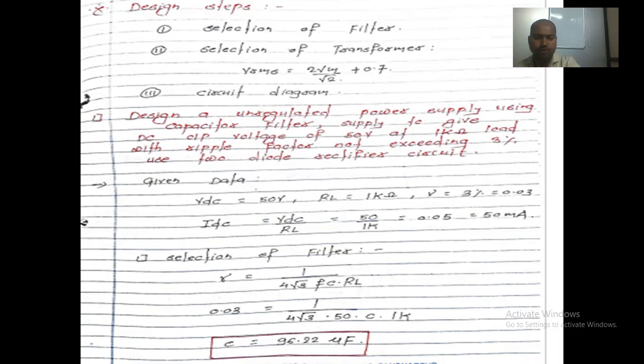See, when we calculate this, it indicates that R equal to 1 divided by 4 root 3 into f C into RL. For that purpose, we have written 1 divided by 4 root 3, f value 50, C value as it is, RL value 1K. So when we calculate 4 root 3 into 50 into 1K, the value of it is 346,410.60. This is the value of it.